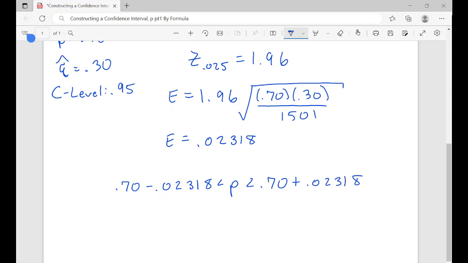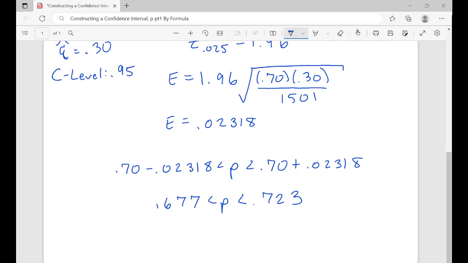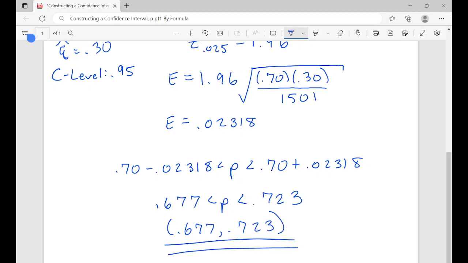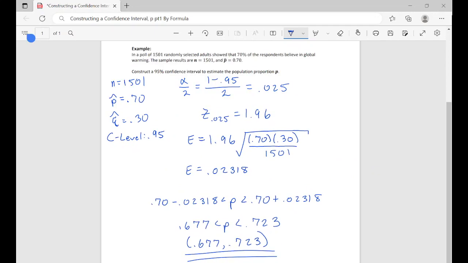Now I'm going to subtract our two values on the left and add our two values on the right. And I'm going to round it to 3 decimal places because most often it's just a 3. And I'm going to get 0.677 is less than p is less than 0.723 as our interval. So our confidence interval is 0.677 to 0.723 for this question here for a confidence interval proportion.